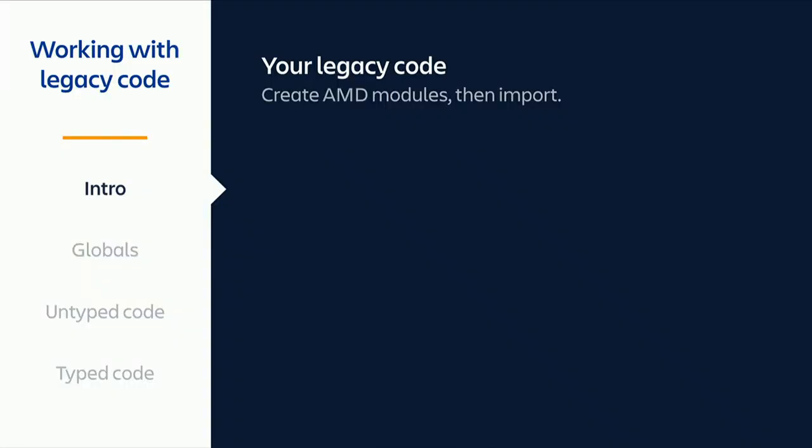Your new code will all be typed. How do you access the old code from your new code? On the legacy side, you will create AMD modules if you don't already have them. And you'll be able to access that from your existing legacy code through standard AMD requires, and you'll be able to import them from your Webpack code. It's technically possible to go the other way around, but I don't recommend it. And you can also mix type check and non-type check code together if you really have to.